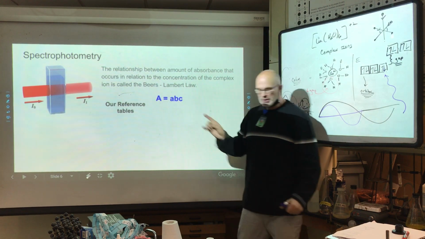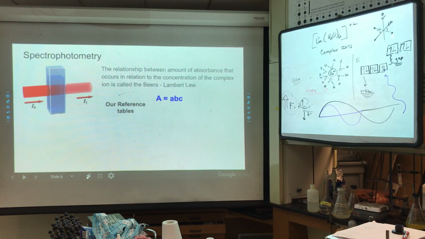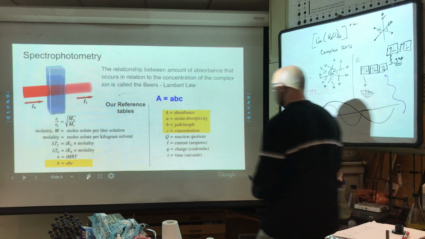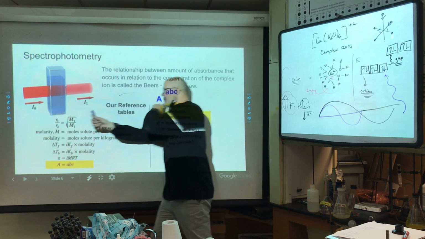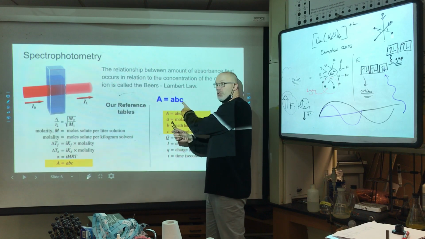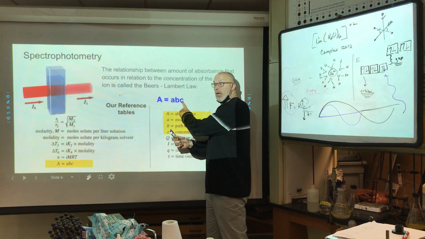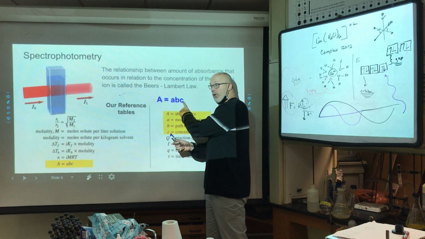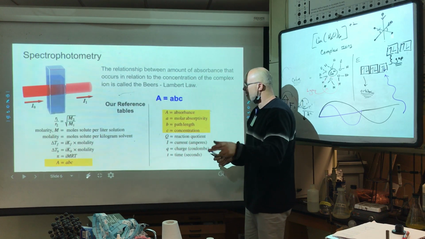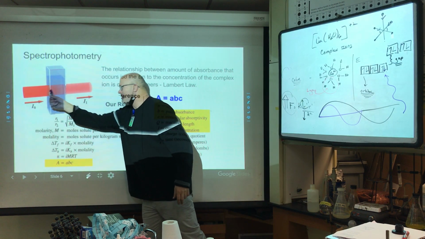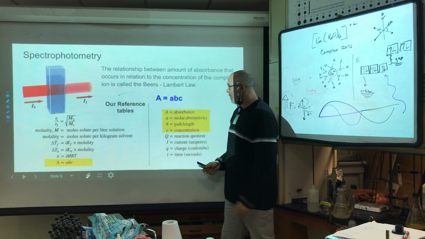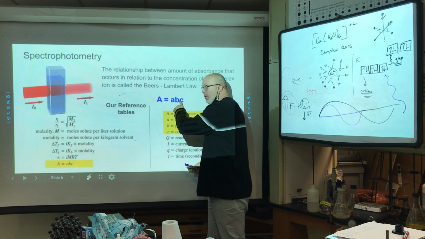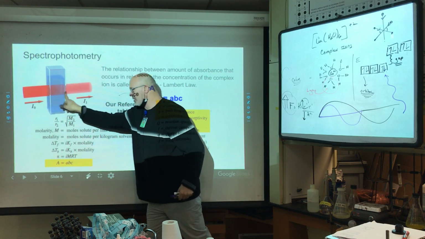Okay? Now, in our reference tables, we have A equals abc. What this is, is absorbance equals a constant times the distance in the cuvette times the concentration. And there is the link. We can solve for the concentration of that colored solution based upon what's missing in the spectrophotometer. That's the key. We can solve for the molarity based upon what's missing.